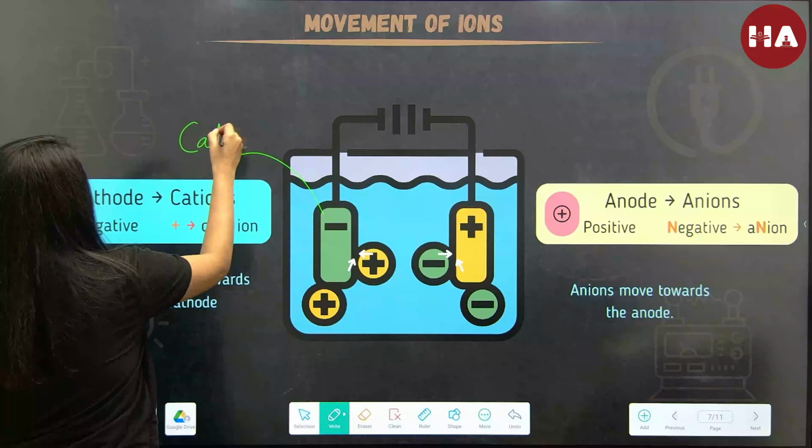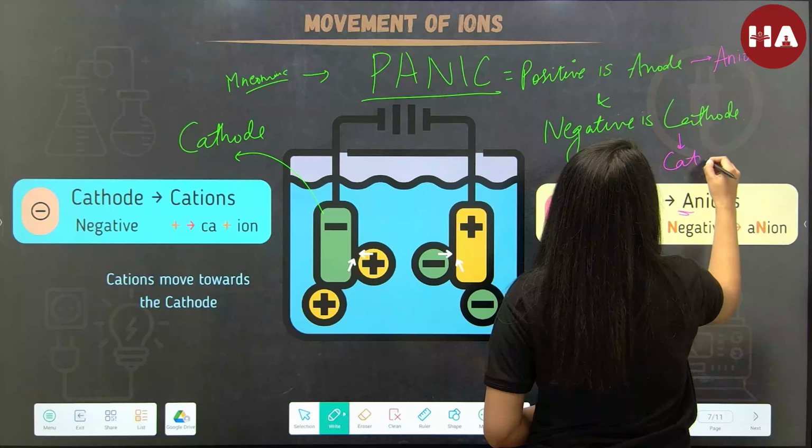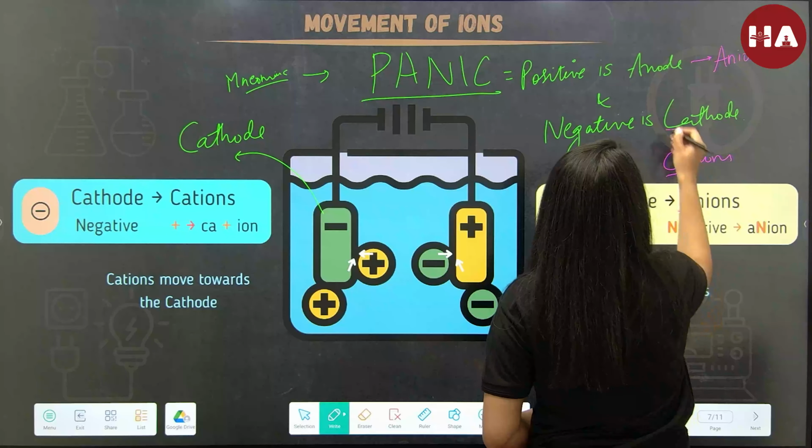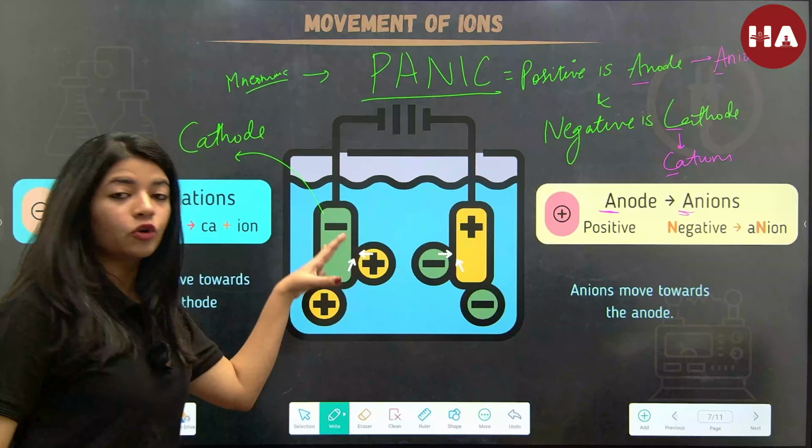And then what is attracted by anode? Anode starts with A, so it will be attracted by anions. Okay, this way you can remember. So anode attracts anions and cathode attracts cations, CC. Okay, C and C, A and A. This way you can remember.